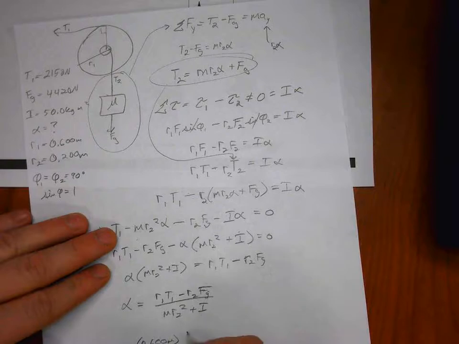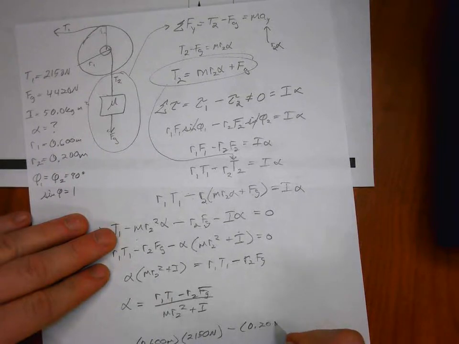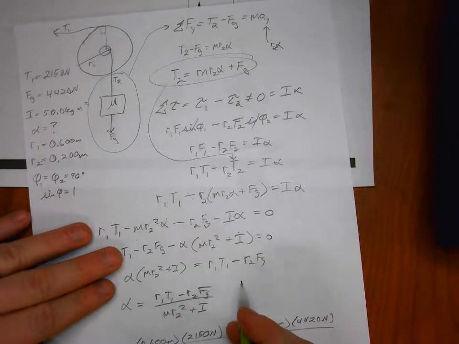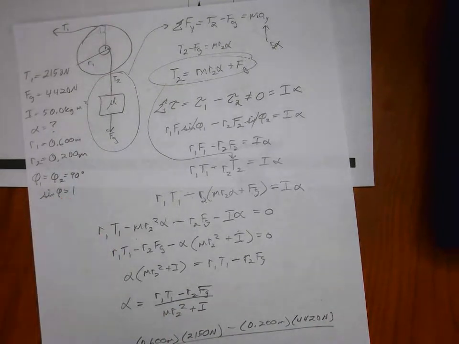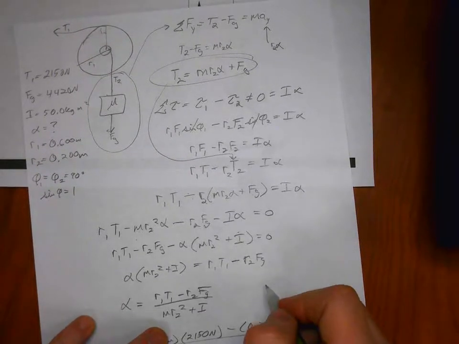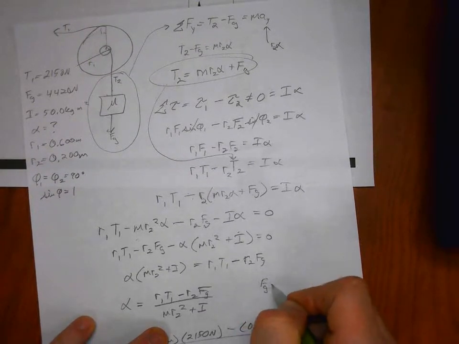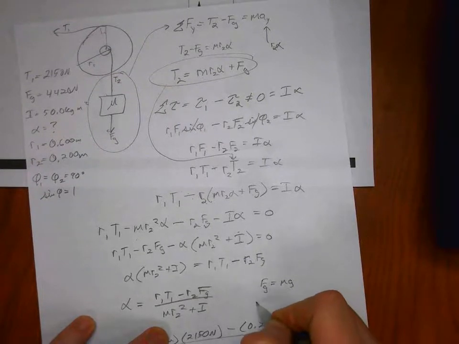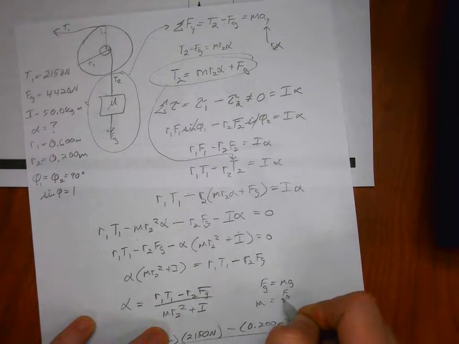Times the tension is 2150 newtons, minus R2, which is 0.200 meters, times the force of gravity, which is 4420 newtons, all over m, which, oh, unfortunately we don't have the mass. That's a pain in the rear. So we have to say the force of gravity equals mg, and the mass equals Fg over g.